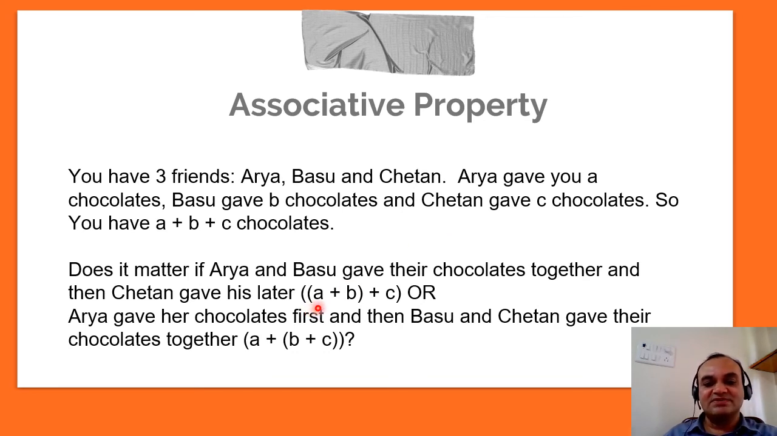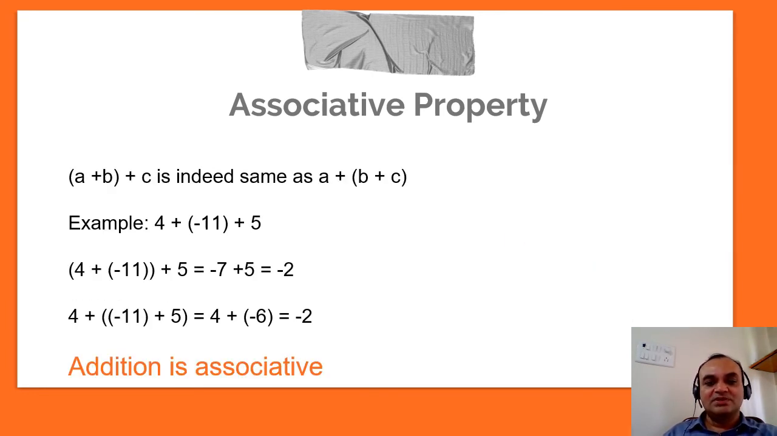So in the first case, when Arya and Basu come together first, we'll do A plus B first, and then we'll add C to it. And in the second case, when Arya came first and then Basu and Chetan came together, we will add B plus C first and then add that to A. So we know intuitively that it doesn't matter who came first or who collected the chocolates together. So indeed, addition is associative. A plus B plus C is the same as A plus B plus C.